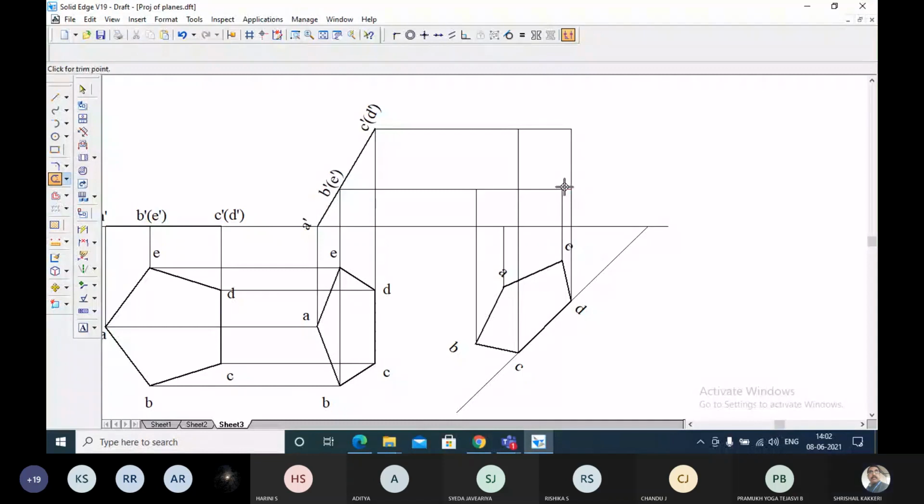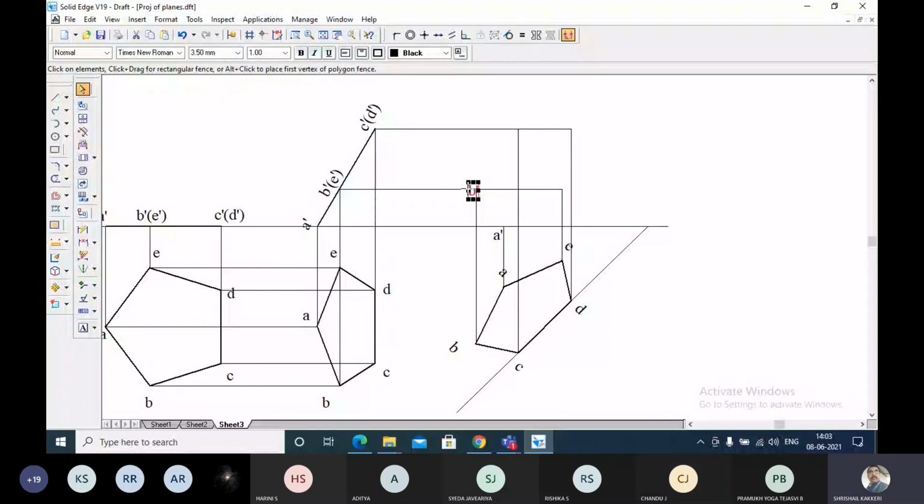A, it is A dash. And B, where the B comes, B is here. B dash. C, here let me write C dash. Look into this properly and write. Any doubt in between you can disturb me. And D. This is the line D and this is C, D.